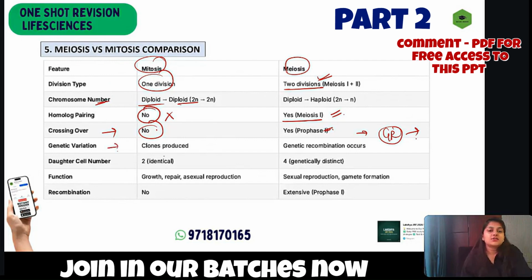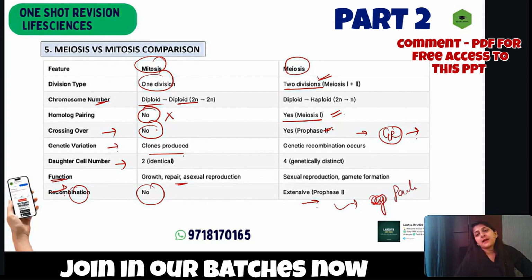So variation: in mitosis, exact copies, clones are being produced. In meiosis, genetic recombination is there. Then daughter cell number: 2 in mitosis and here 4. Cell function: growth, repair, and asexual reproduction, and over here the main one is sexual reproduction. Then you have recombination, no recombination, and over here it occurs in prophase 1, and in prophase 1 also exclusively in the pachytene stage.